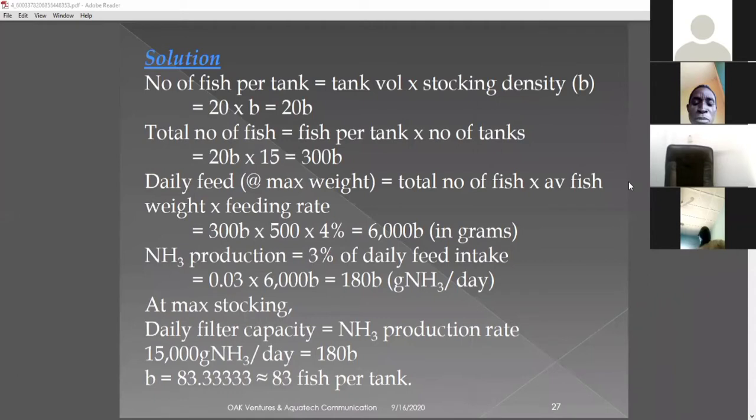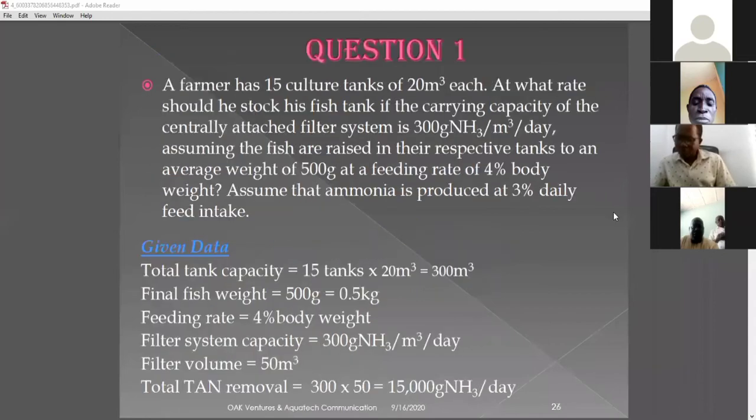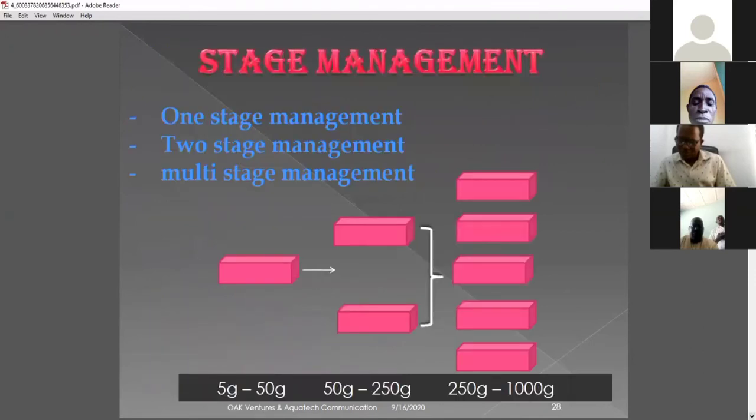Let's just take this second stage, the second question, and then we will end for the day there. The second question is also saying that a fish farmer intends to start. Okay, sorry. The stage management is another way of how you can maximize your fish production considering the number of facilities you have. You want to maximize your production.